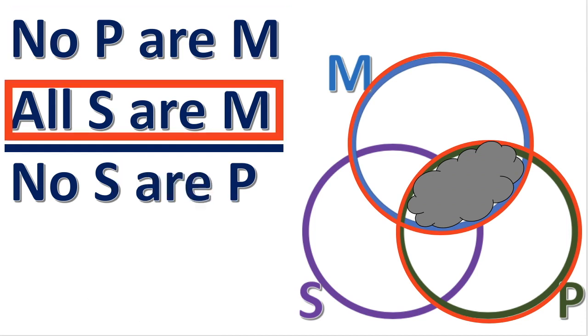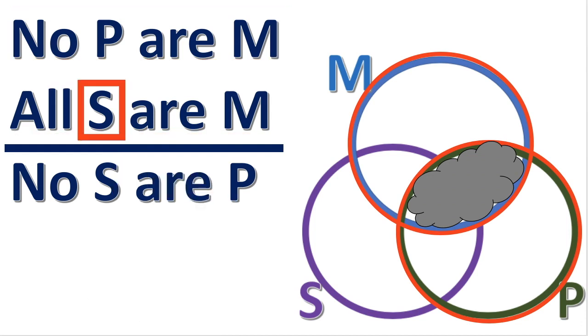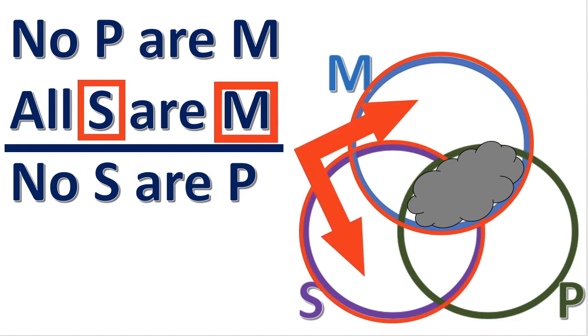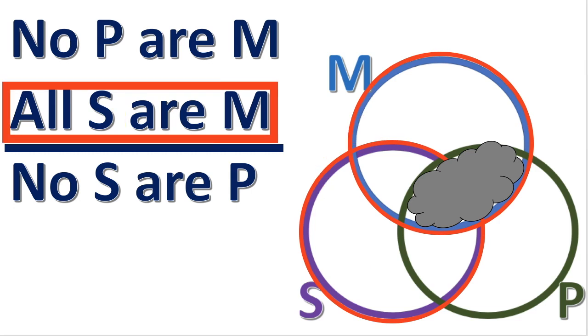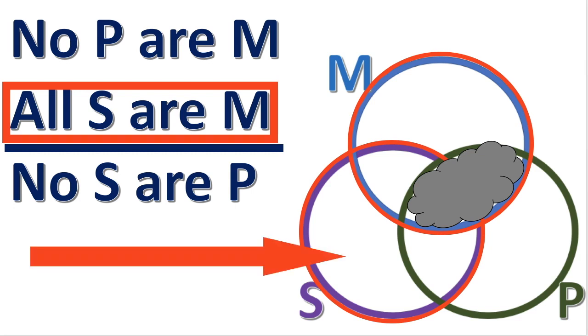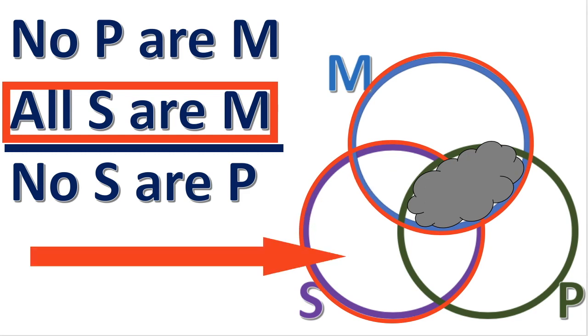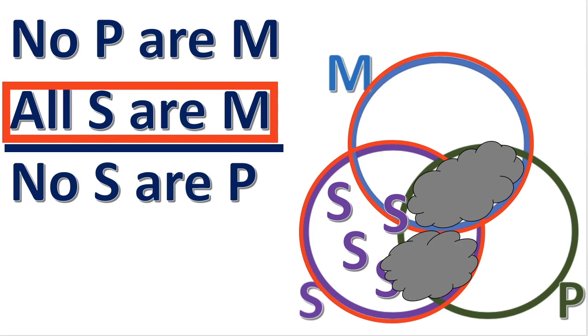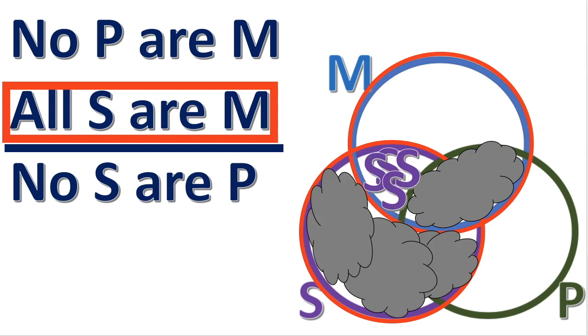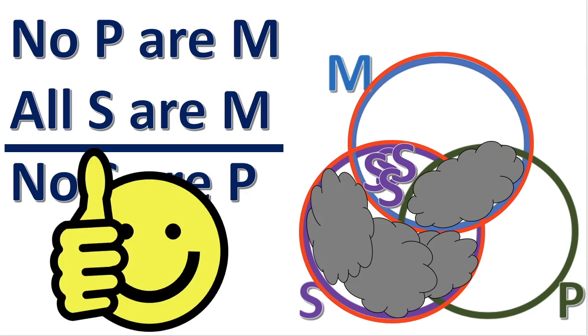Next, premise 2, the minor premise. This premise concerns the S and M circles, so we only focus on these 2 circles. The second premise says that all S are M. That means everything in the S circle is also inside the M circle, so you will shade this area, which pushes all the members of S into the M circle. Now the diagram is complete.